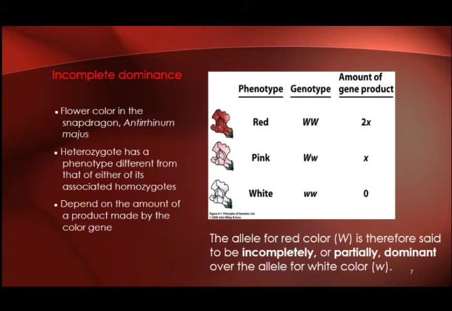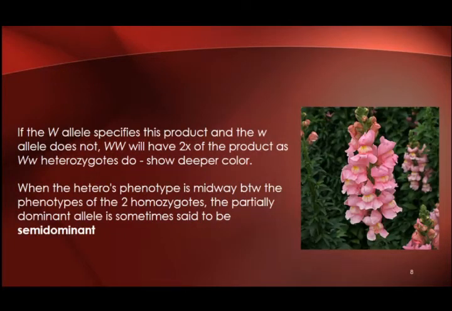The heterozygote doesn't create red color as in Mendel's case, but it becomes a combination of red and white, so it becomes pink. It depends on the amount of product made by the color gene. So we can say that the red color allele, big W, is not completely dominant. It is incompletely or partially dominant towards the allele for white color, which is small w. If the big W allele specifies this product and the small w allele does not, then big W big W will have 2 times the product that big W small w heterozygotes do. It will show deeper color.